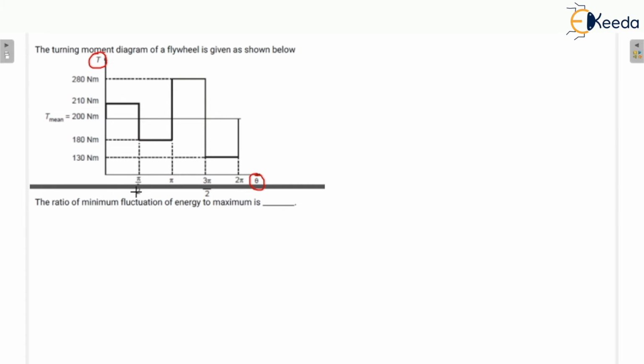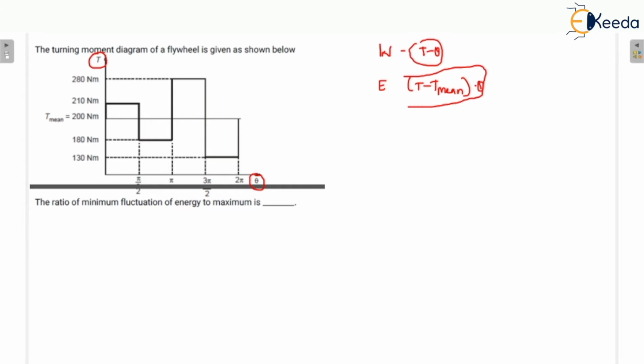If you are not able to see, I'm just telling you this is pi by 2, this is pi, this is 3 pi by 2 and this is 2 pi. So this is a complete diagram. We all know that work done is equal to the area under the T-theta diagram. But what is the energy? It is the area under the (T minus T mean) theta diagram.